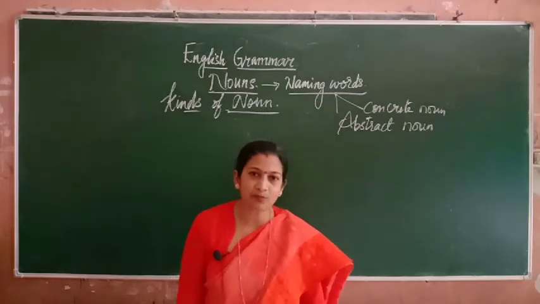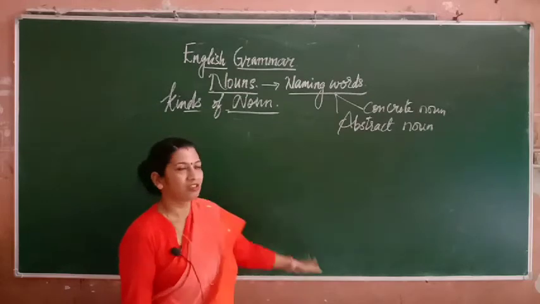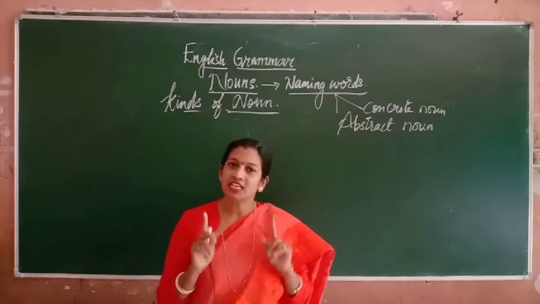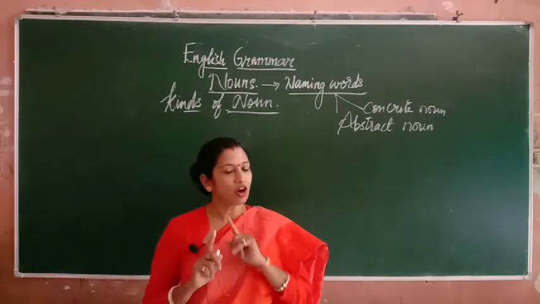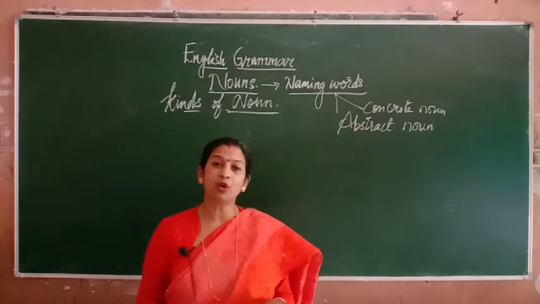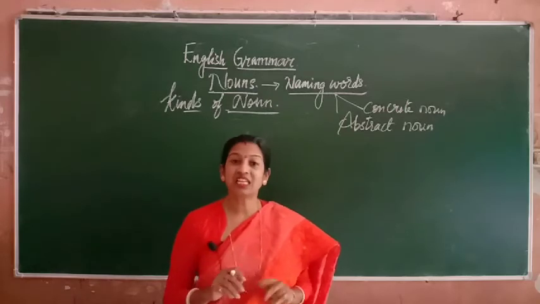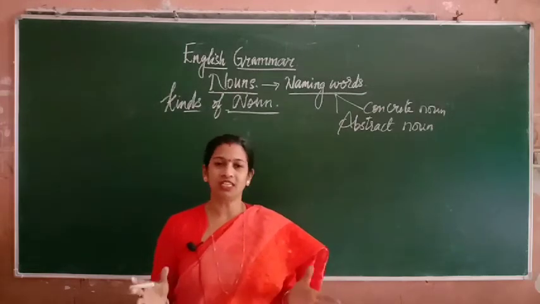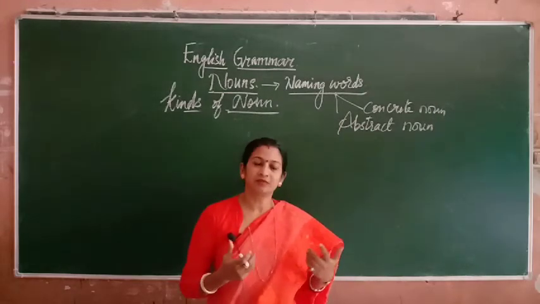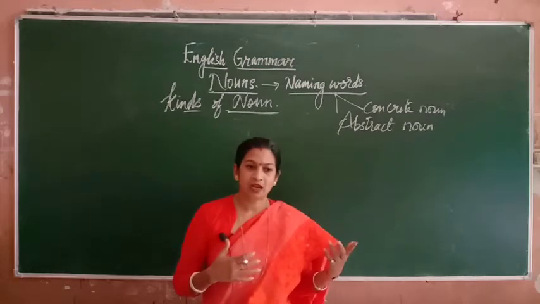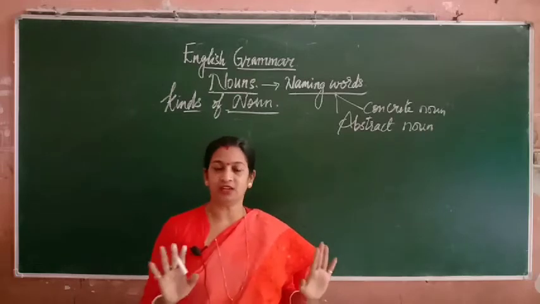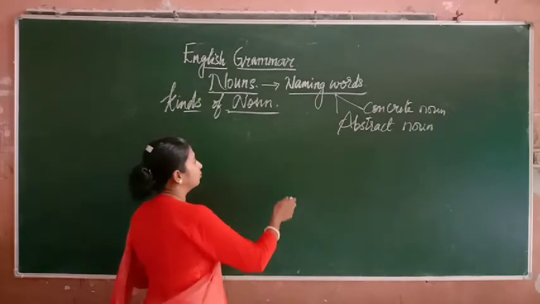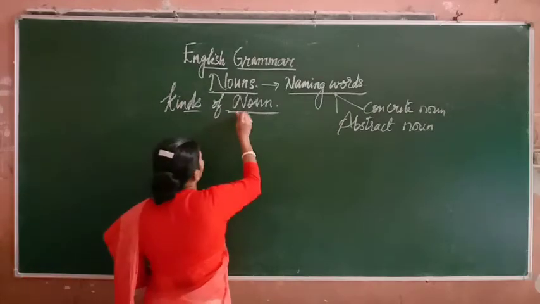Now, concrete noun, like this bench, green board, classroom, man, women, whom we can see, whom we can touch, they are called concrete nouns. Abstract nouns are those nouns which cannot be seen or which cannot be touched, but it can be only felt, like godliness, cleanliness, happiness, poverty, loyalty, honesty, truth, tolerance, then you can say falsehood, all these things which cannot be seen, which cannot be touched, but it can be only felt, they are called as abstract nouns.